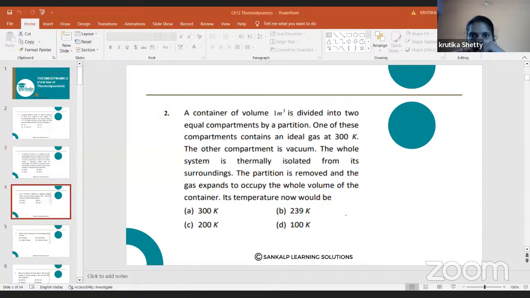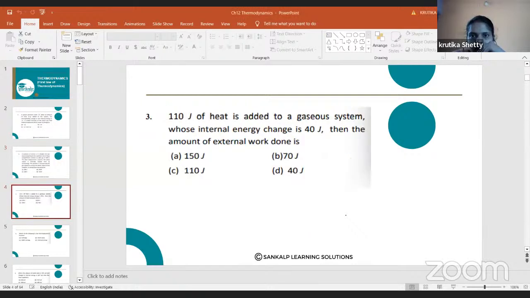Okay, the next question, this one you can try, by using the first law of thermodynamics. 110 joule of heat, Q is given as 110, is added to a gaseous system whose internal energy change is 40 joules, then the amount of external work done is? So W you need to calculate. Delta Q is given, change in internal energy is 40. Option B, ma'am. Yes, option B, 70 joules.